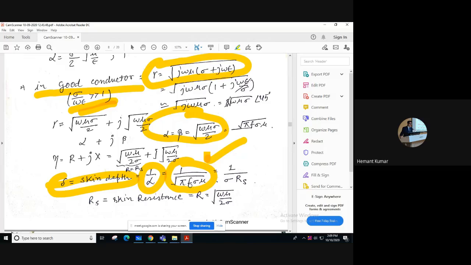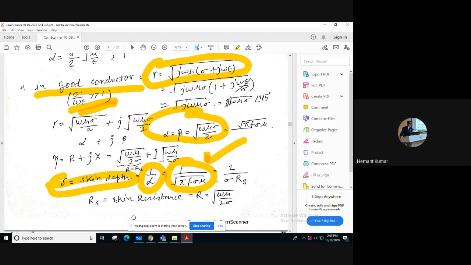The frequency of operation will be given to you. Pi, you already know the value, 3.14. You just need to apply these three quantities in this formula. You will get the value of skin depth. And the unit depends on whether it is meter or centimeter. That will depend on the values given to you. So this is known as skin depth.